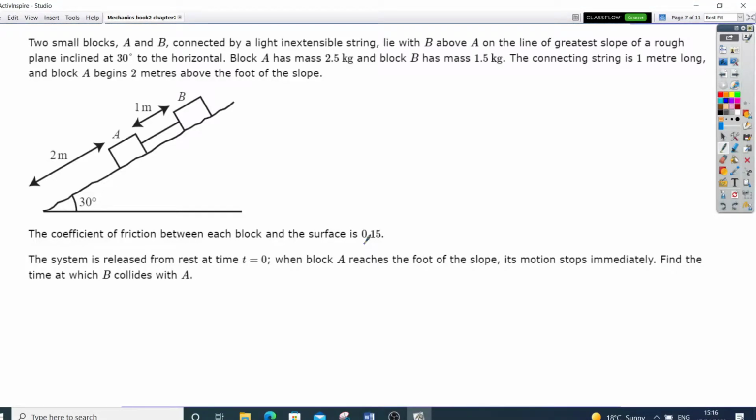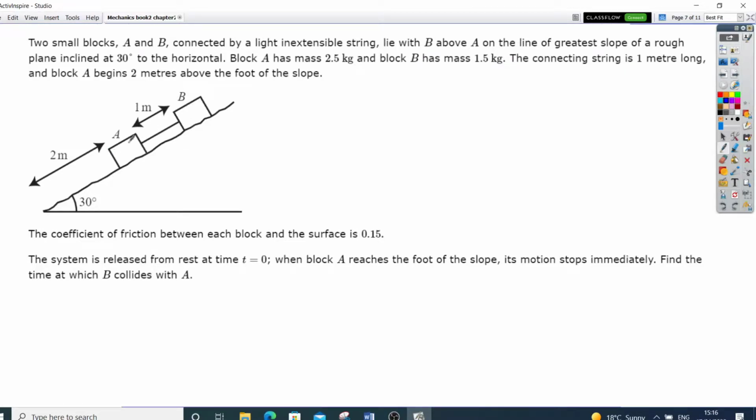Hi everyone. Okay, let's have a quick read of this question. Two small blocks A and B are connected by a light inextensible string. B lies above A on a rough plane inclined at 30 degrees, so it's rough. Block A has a mass of 2.5 kg, block B has a mass of 1.5 kg.